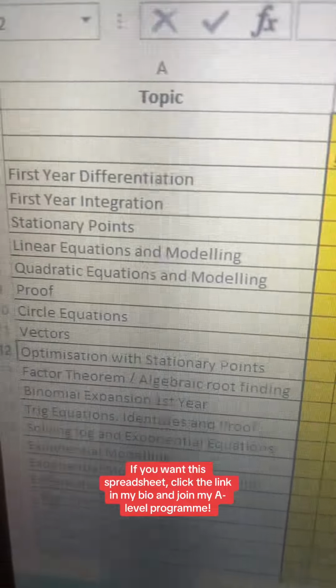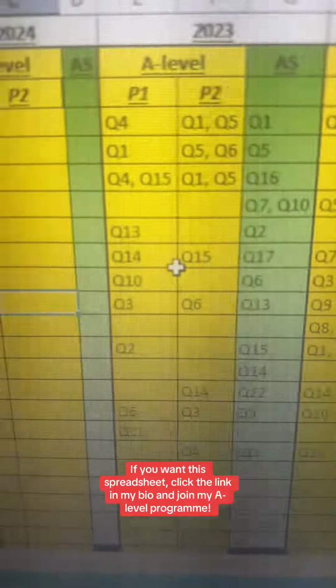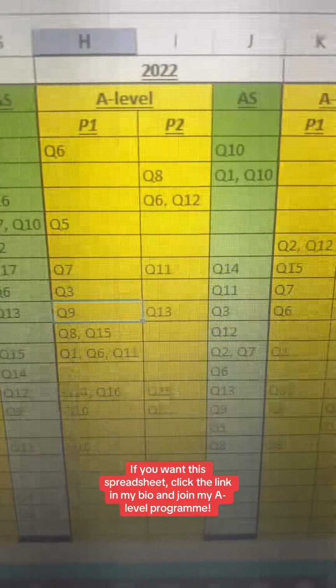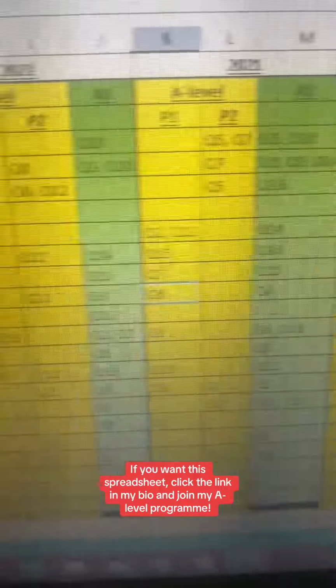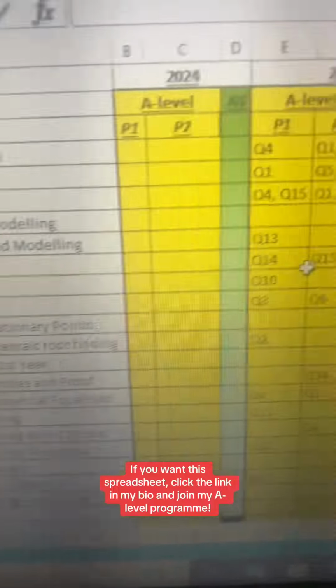And vectors as well, that's another one. So don't forget vectors, because vectors do seem to come up in both papers, paper 1, paper 2. Again, in 2022, paper 1 and paper 2, vectors came up. So vectors do, for most years, come up in both of the papers.